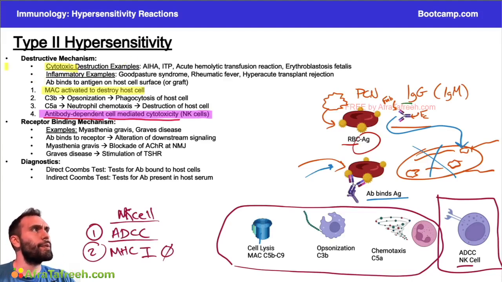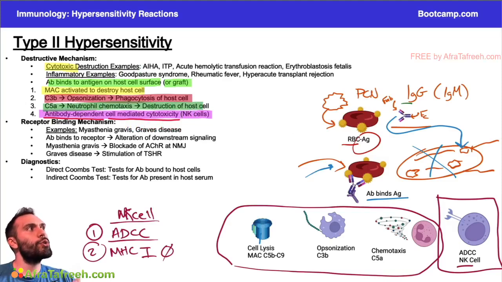And the way this happens, like we said, we're going to have an antibody. That antibody is going to bind to our own host cell surface through an antigen, or there'll be graft tissue, which we'll talk a lot more about in the transplant rejection video. Again, 4 processes, a lot of this really just mediated by complement. So if you're familiar with your complement cascade, I think this will make a lot of sense. So C3b, C5a, ADCC, we all kind of talked about that.